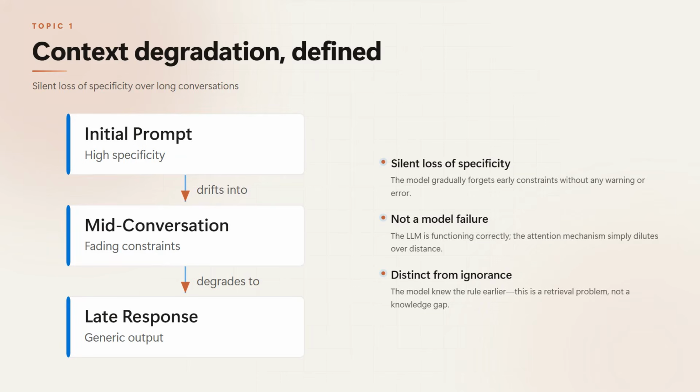The critical distinction is between degradation and ignorance. Degradation means the model had the information and lost it, ignorance means it never had it. Getting this wrong leads you to re-ask questions more forcefully or restart entirely, when the real fix is architectural: persist findings outside the conversation and re-inject them.